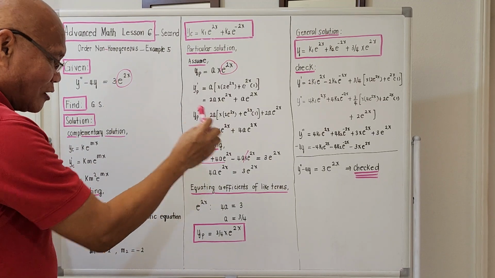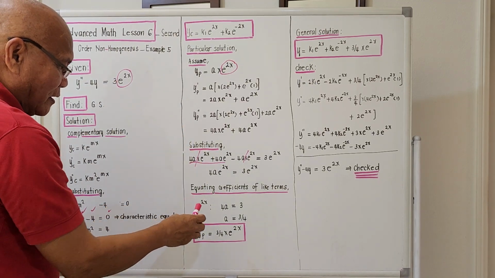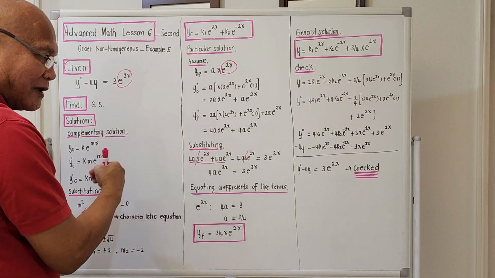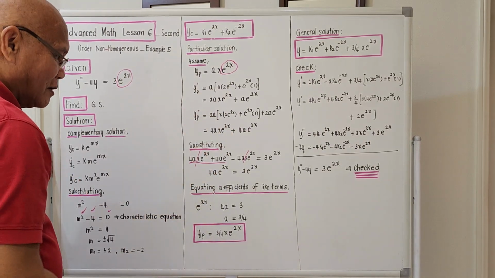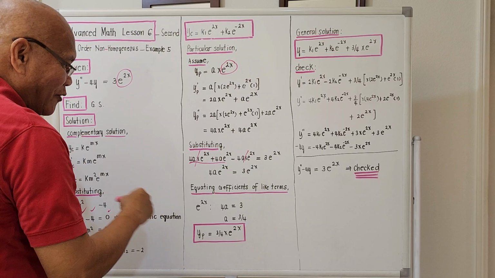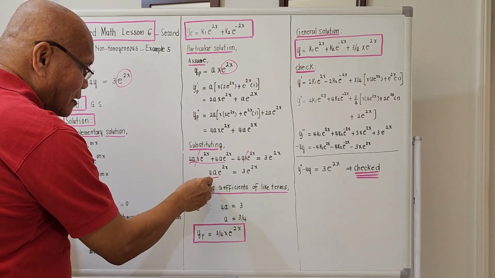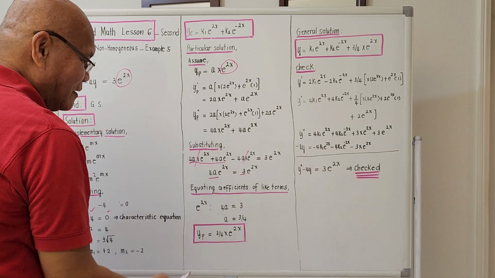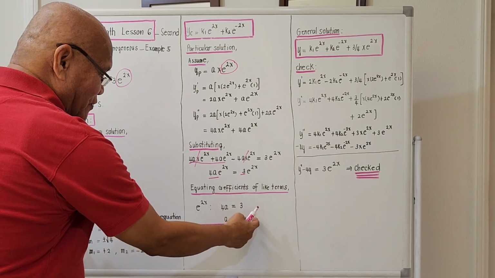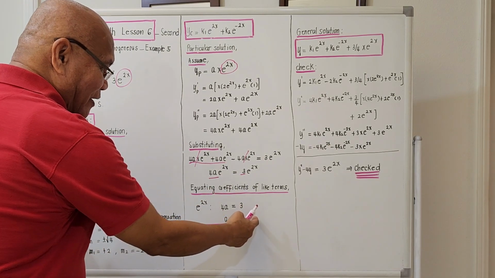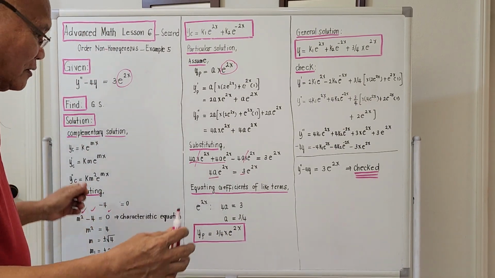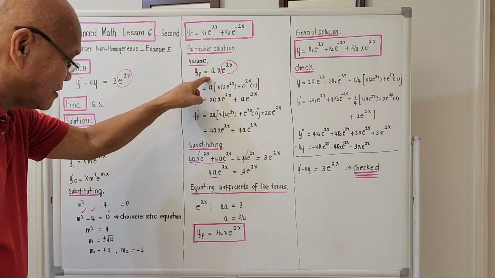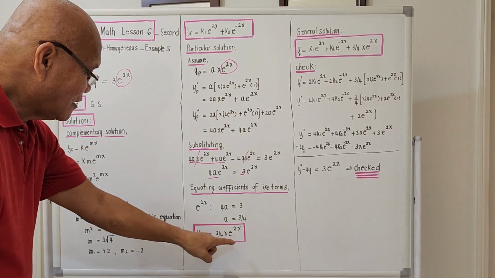So equating coefficients of like terms. All the terms with e to the 2x for both the left and right, we equate the coefficients. So for e to the 2x, the coefficient on the left hand side is 4a. Right hand side, it will be 3. So a now will be 3/4. The particular solution now will be 3/4 x e to the 2x.